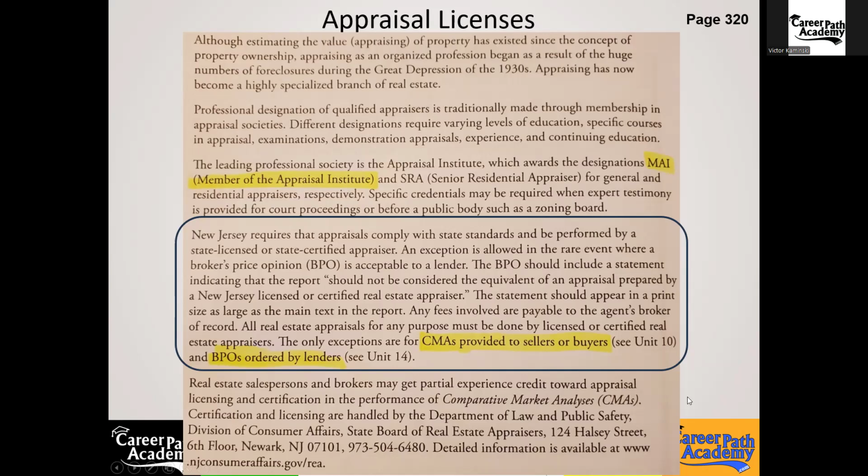You guys are interested in learning about becoming appraisers? I mean, we already went over what the process is, but you could find out more information here by contacting the licenses are handled by the Department of Law and Public Safety, Division of Consumer Affairs, State Board of Real Estate Appraisers at 124 Halsey Street, Newark. Or you can go to njconsumeraffairs.gov/REA to learn more about appraising. Okay.